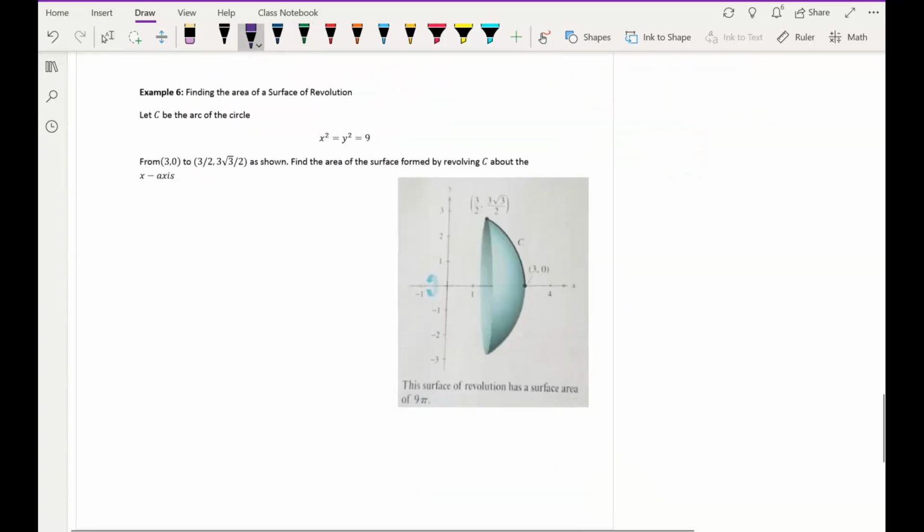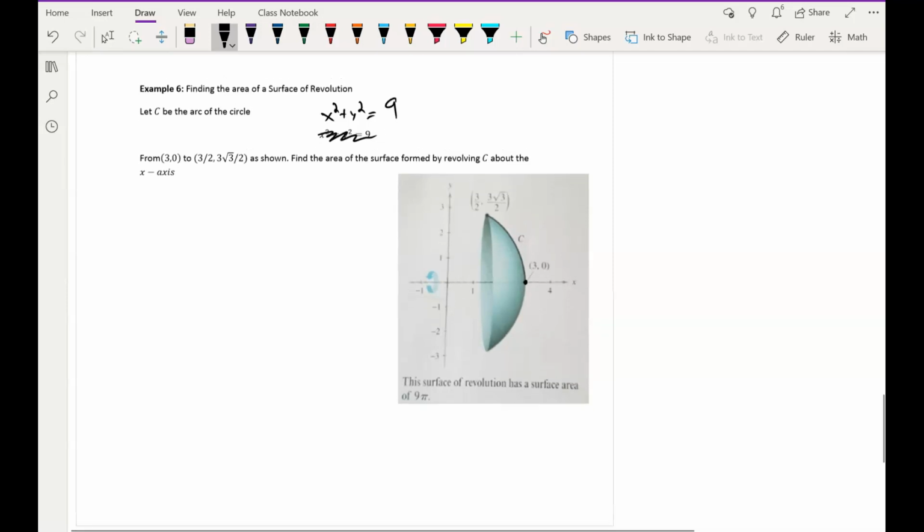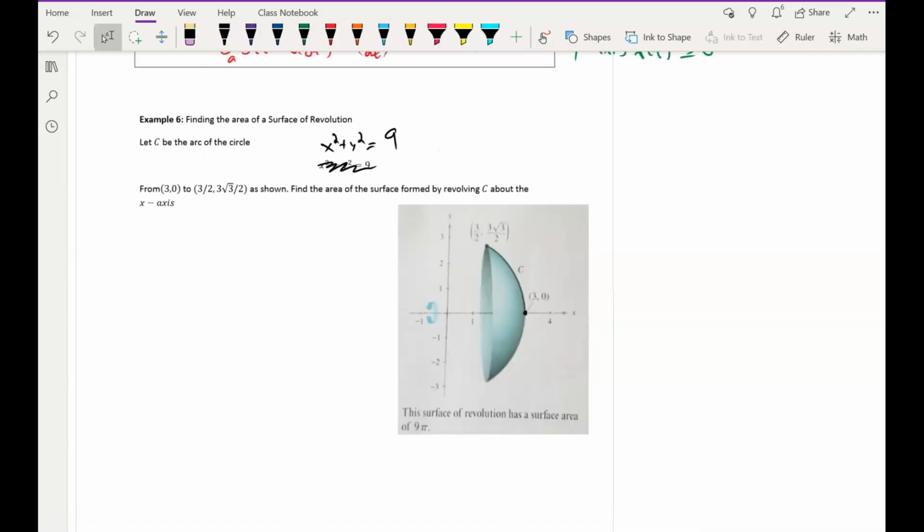Finding the area of a surface of revolution. So if C is the arc of the circle x squared plus y squared equals 9, you should recognize right away that's the formula for a circle where we have a radius of 3. Now we are going from 3, 0, right here, this is our starting point, to 3 halves, comma 3 root 3 over 2. We want to find the area of the surface formed by revolving C about the x-axis.